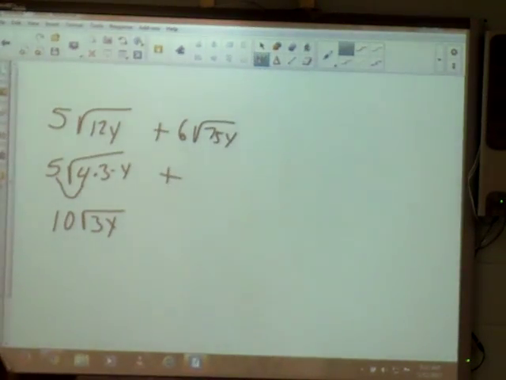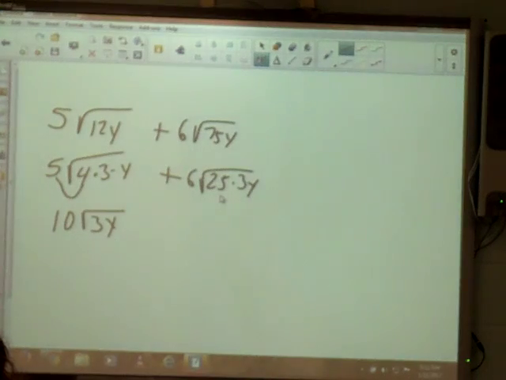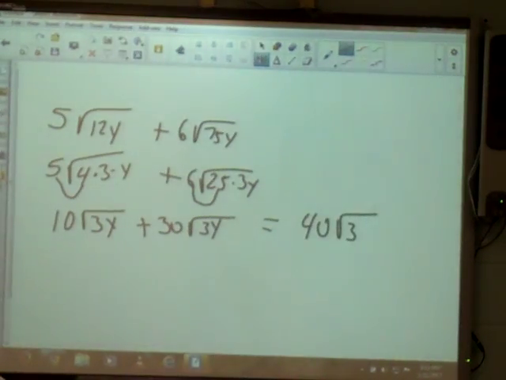All right, now what about the 75? What's the biggest perfect square that goes into 75? 25 times 3. Good. Square root of 25 is 5. So when that 5 comes out to play, 5 times 6 is 30. And then you still have your square root of 3y. So can you simplify that now? Yep. 10 of them plus 30 of them is 40 of them.